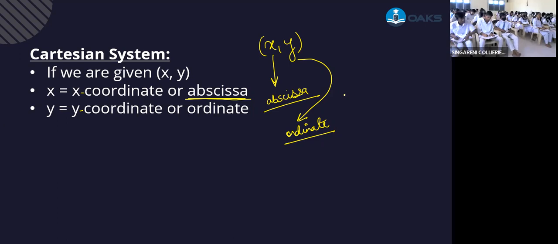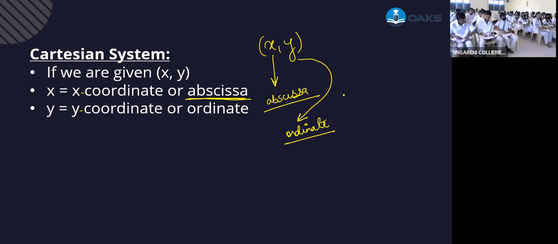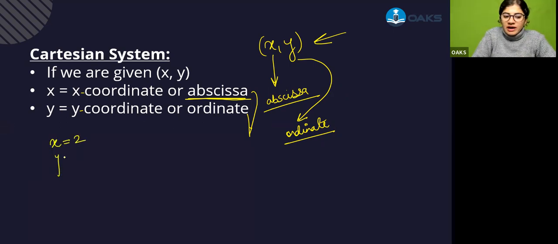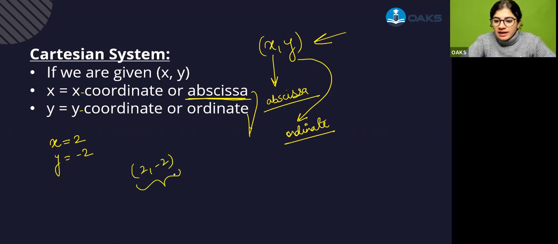So what is abscissa? Yes. What is ordinate? Y coordinate, right? So whenever the point is given or the abscissa or ordinate is given, you have to be able to create the point or tell me the abscissa and ordinate. Let's suppose I am giving you that x or abscissa is equal to 2 and y is equal to -2. So what will be the point? What will be the point if x and y are given? 2 minus 2. Very good. Whosoever has answered.